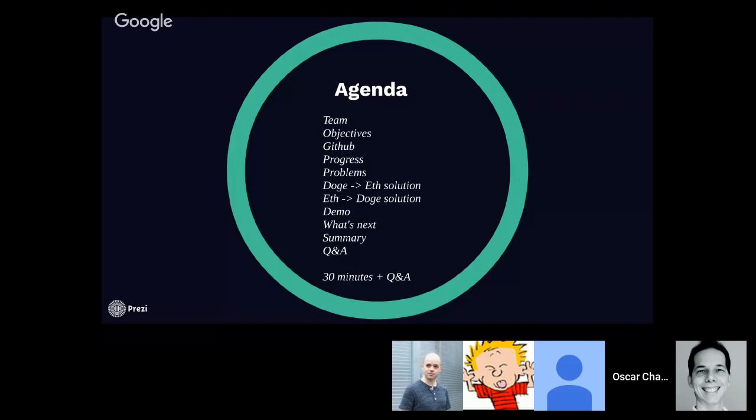We will explain the problems the previous solution had and how we fixed them. And then the core of the presentation, where we will explain how the bridge works and do a live demo of that. The demo will be mainly following the user guide that we already published. Then we'll see what is still to be done on the bridge. Summary, questions and answers, and that's it.